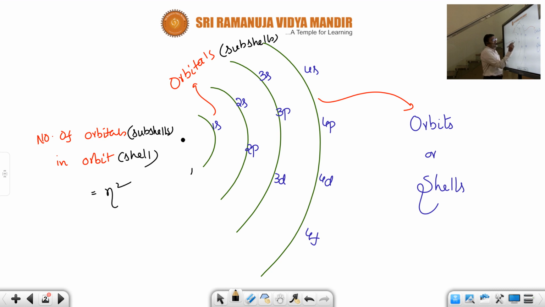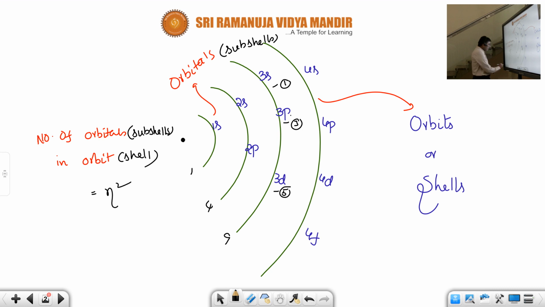This is 2 square, so there are 4 orbitals here: 2s, 2px, 2py, 2pz. And 3 square is 9: 3s, 3px, 3py, 3pz, and dxy, dyz, dzx, dx square minus y square, and dz square. So here you have 5, here total 5, here you have 3, here you have 1. I hope you are very clear about the number of orbitals in an orbit, or the number of subshells in a shell.